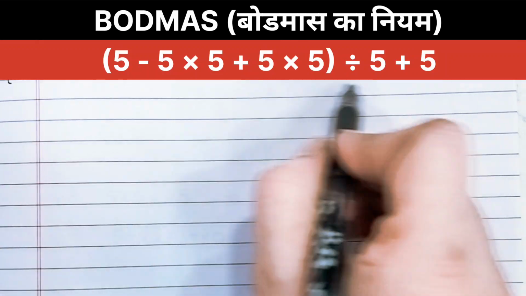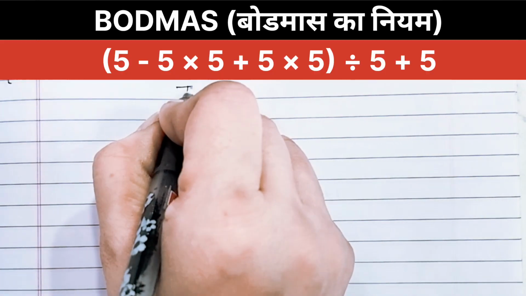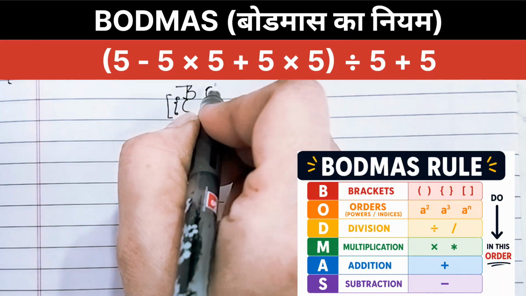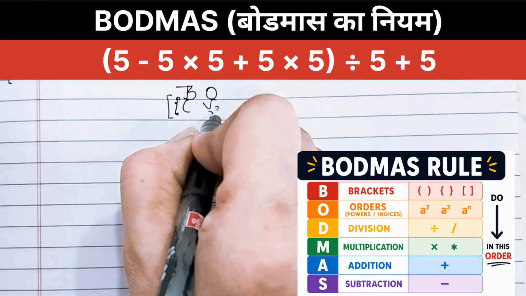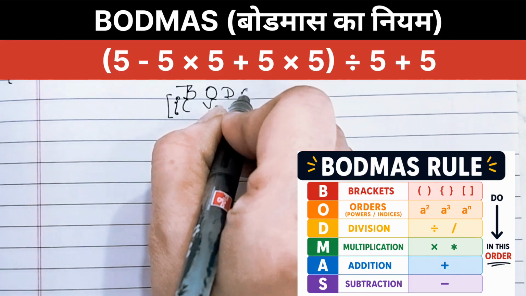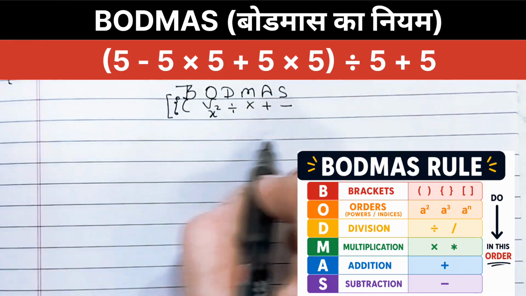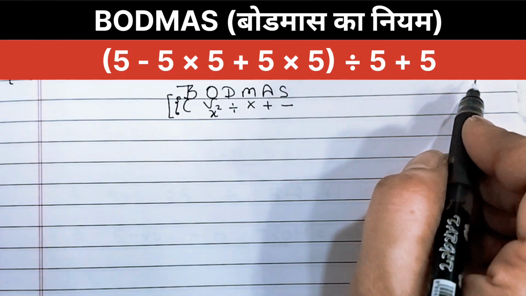Hello friends, according to this expression, we follow the BODMAS rule, which dictates the order of operations. First we solve brackets: small bracket, curly bracket, then square bracket. O stands for order, which means we convert into multiplication and solve the roots and exponents. D stands for division, M stands for multiplication, A stands for addition, S stands for subtraction. According to this BODMAS sequence, we'll break down this expression with a step-by-step solution.